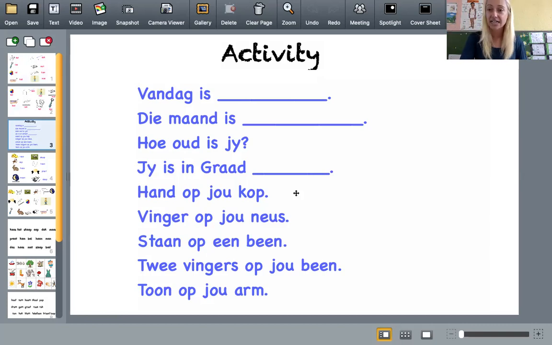Right. Next one says vinger. Vinger op jou neus. Vinger op jou neus. What are you going to do? Vinger is finger on your nose. Vinger op jou neus.